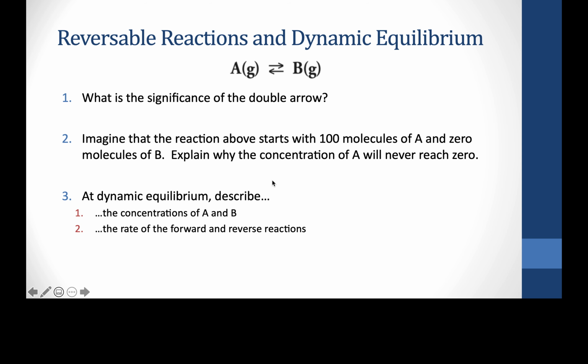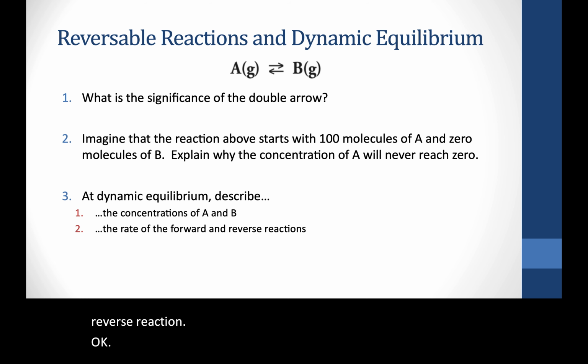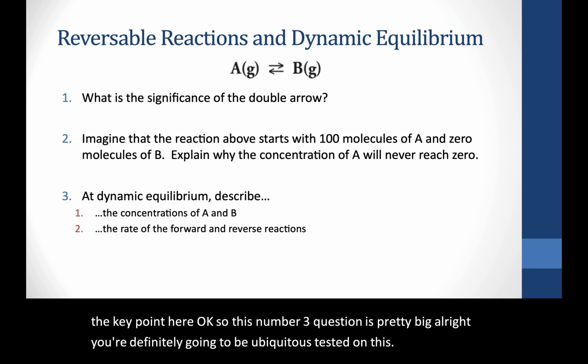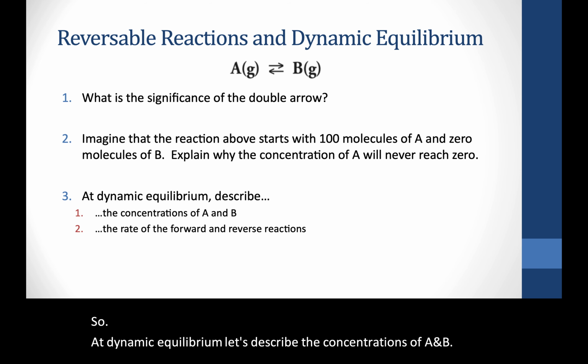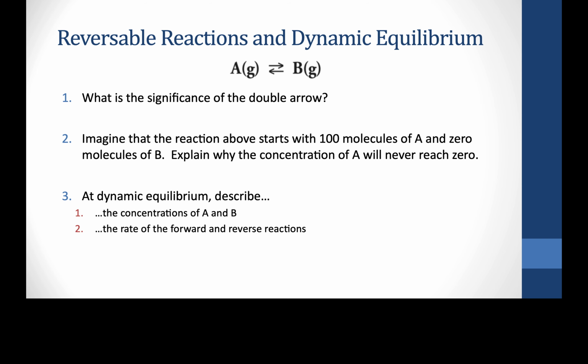Okay. So, at dynamic equilibrium, let's describe these things. This is the key point here. This number 3 question is pretty big. You'll definitely be quiz tested on this. At dynamic equilibrium, let's describe the concentrations of A and B. If this is truly at equilibrium, remember back to the analogy: how many people are in the factory? Well, there's 100. How many people are on break? There's 20. Those are the concentrations. We have 100 in and 20 out.